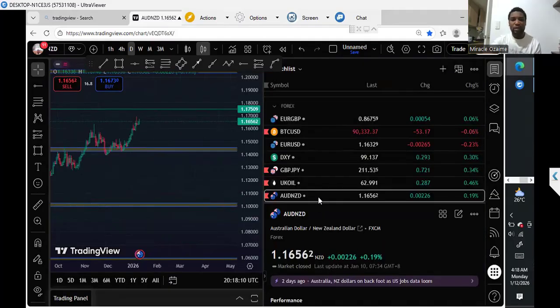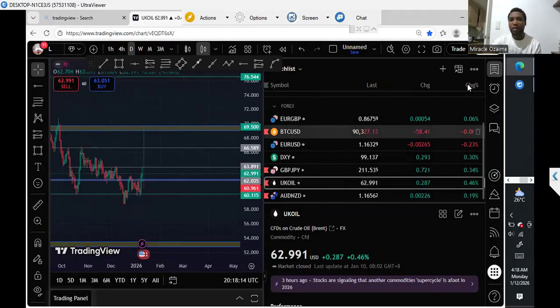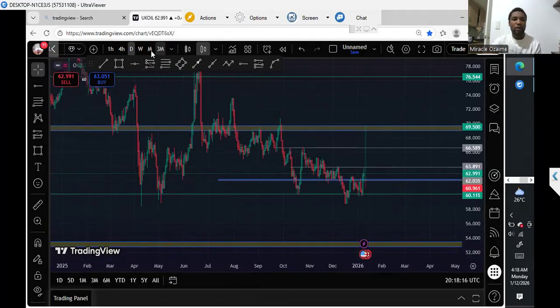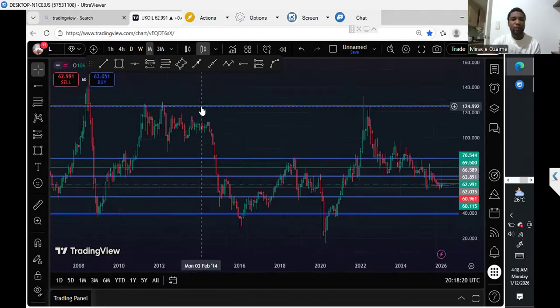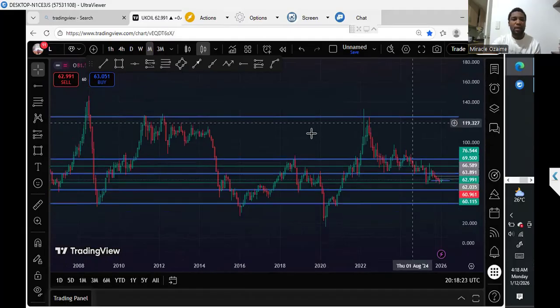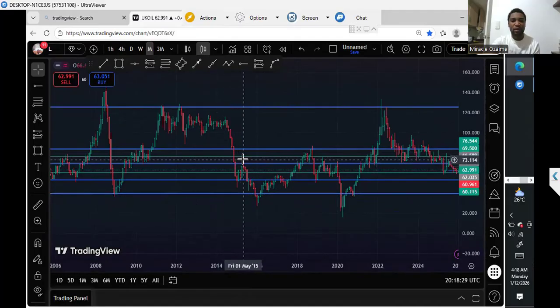Then I'll go to the next pair, which is oil, Brent oil. Brent oil is what I'm looking at to place a trade. When I go on the monthly time frame, what am I looking at? I'm looking at the way the price has corrected. This is looking like a triple top to me, then a fall to the downside, and this is looking like a correction for a fall to the downside as well.